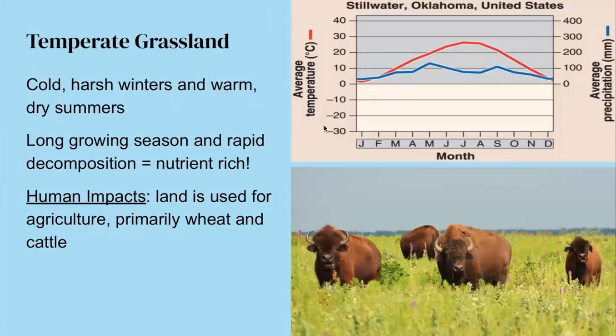So like the Great Plains, a lot of this biome, no matter where it is, is used for agriculture because it can support plants for a long period of time because of that long growing season. And it also has a lot of nutrients for those plants to take up. So primarily in the Great Plains, that's where we see a lot of wheat growth and a lot of cattle growth or cattle grazing land.